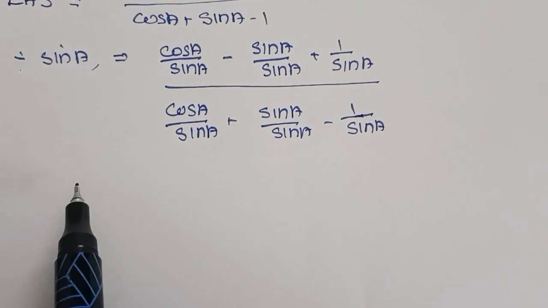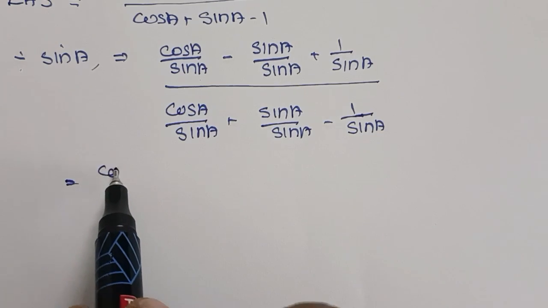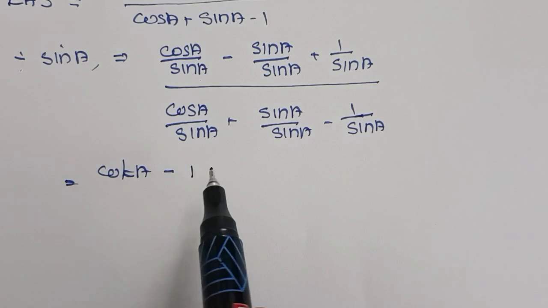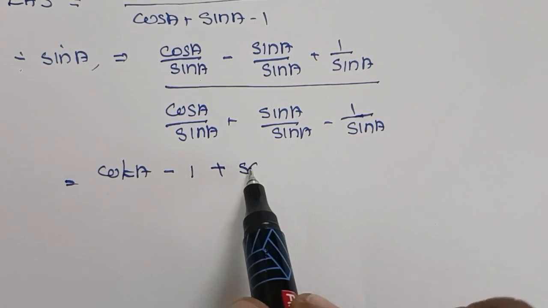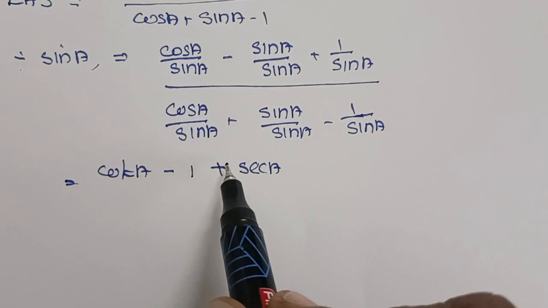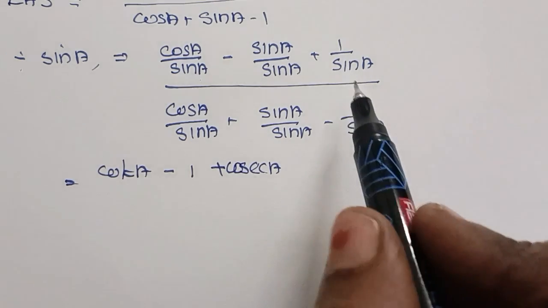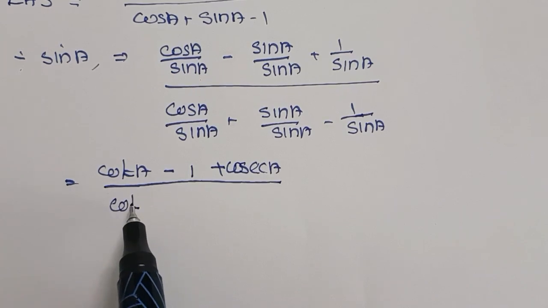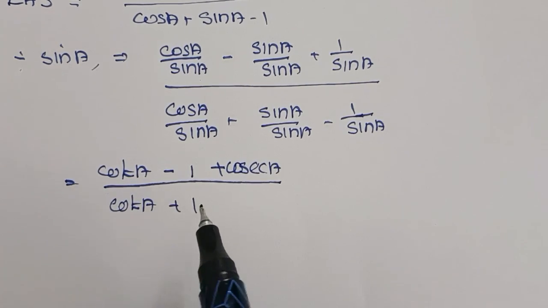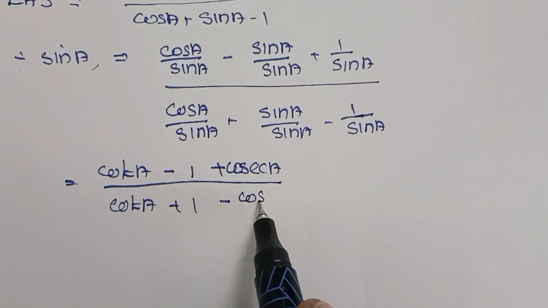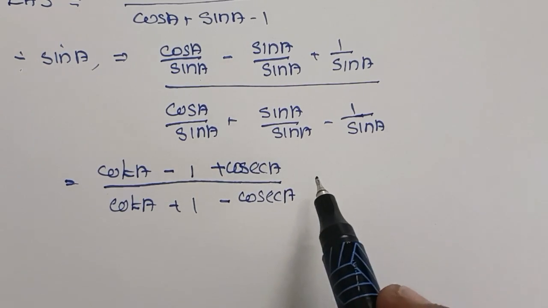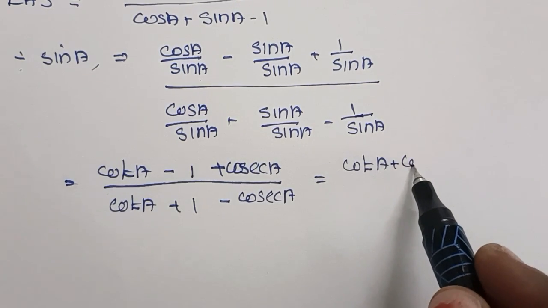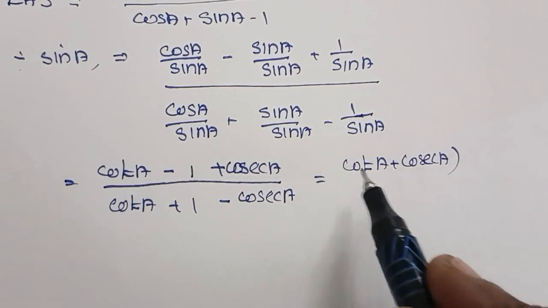Cos A by sin A will become cot A, that is equal to cot A minus, here after cancellation we get 1 plus 1 by sin A, which is cosec A, divided by cot A plus 1 minus cosec A. Okay. Now take cot A plus cosec A within bracket.